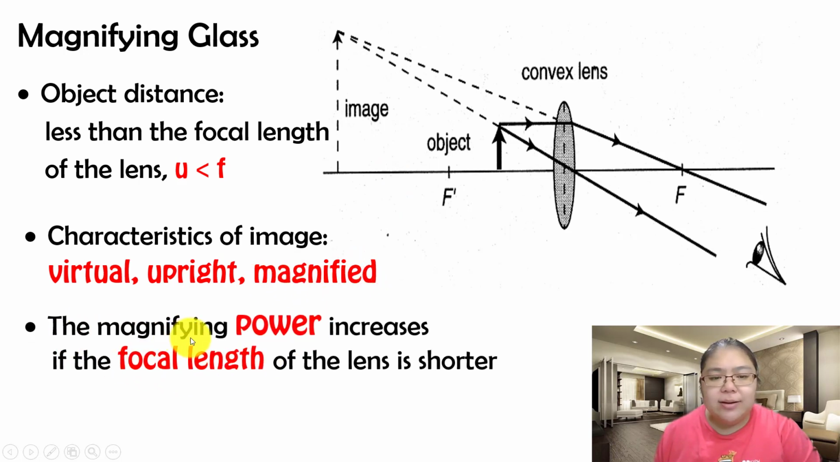Okay, for the magnifying glass, the power increases if the focal length of the lens is shorter. If f becomes smaller, the power of the lens becomes higher. So the power and focal length are inversely proportional. Higher power means the lens is thicker, and a thicker lens means the focal length becomes shorter.